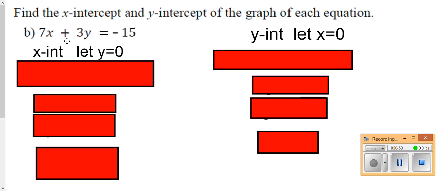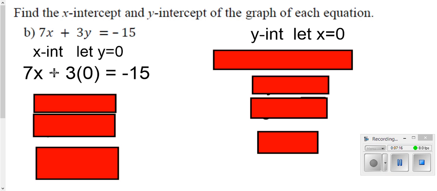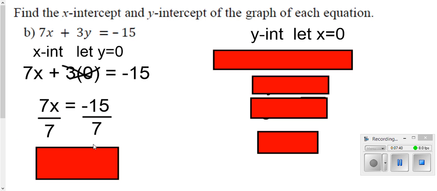So again, finding the x and y intercepts, we start off with 7x plus 3y equals negative 15. I'm going to solve for the x-intercept first. So for the x, I let the other thing, y, equal 0. I'm going to substitute a 0 in place of y. Instead of 7x plus 3y, we have 7x plus 3 times 0, because y is going to be 0. Then 0 times anything is 0. This just goes away, and we end up with 7x equals negative 15. And then the last step for solving this is divide by that coefficient of x, divide by 7.